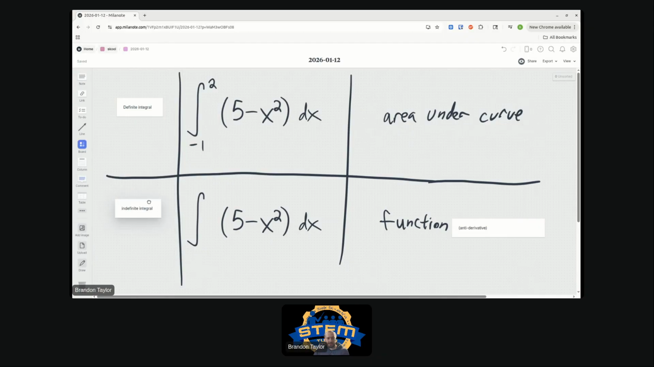Now, for the indefinite integral, the output there is a function. That by itself is not really useful. Remember, it doesn't really mean anything physically until we find the area. It's really just the function that, if we plugged in the two numbers, we would find the area under the curve. So why do we do this? Why do we care about the indefinite integral if we can't use it for anything?